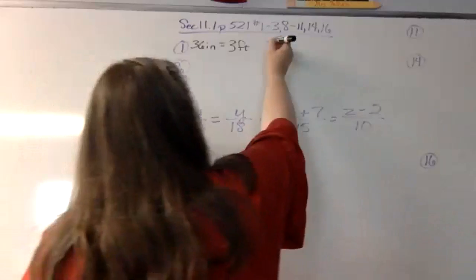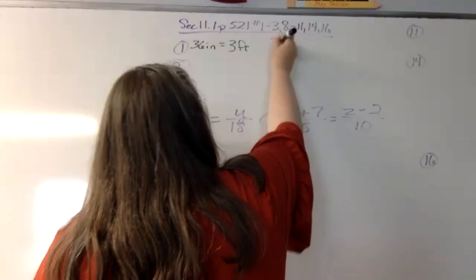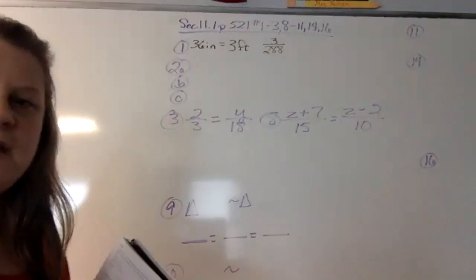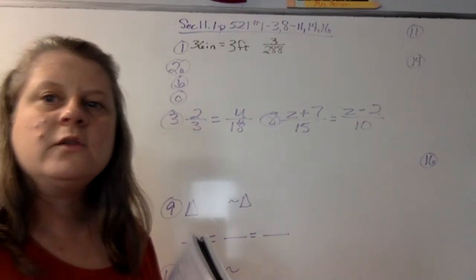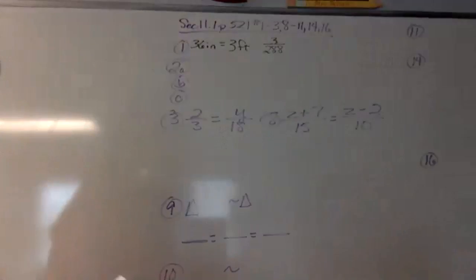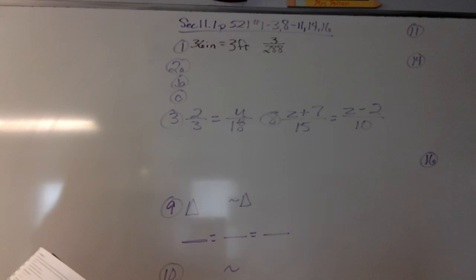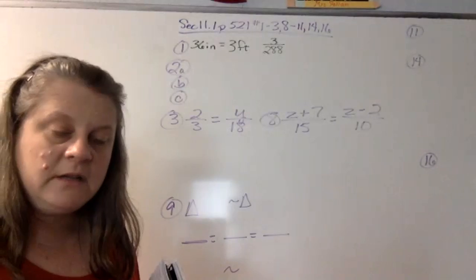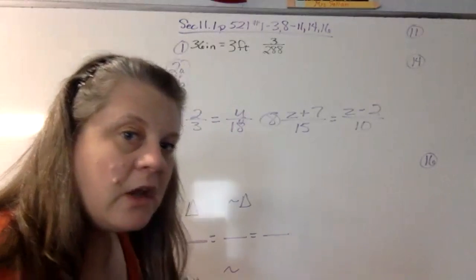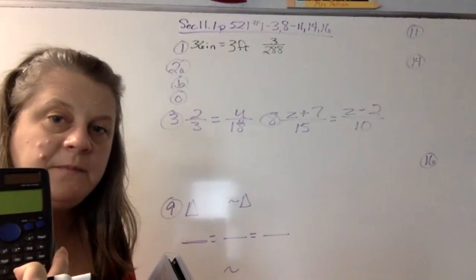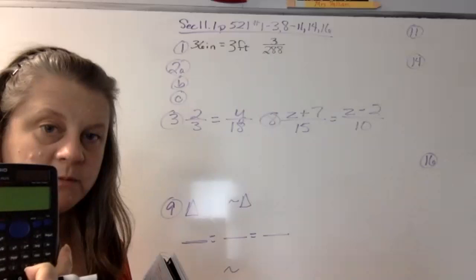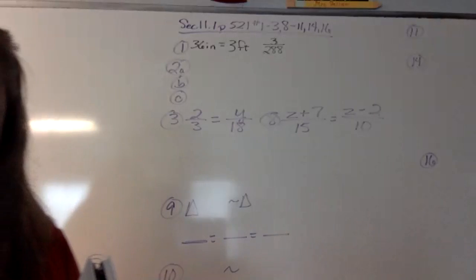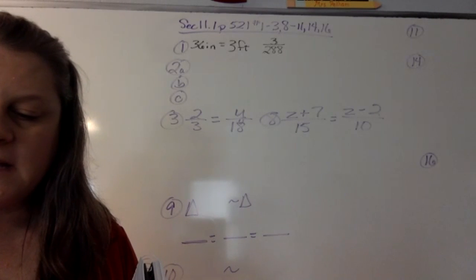So my ratio will be 3 feet over the 288 feet. Okay, 3 feet over 288 feet. Now, you always, always, always have to see if you can reduce your fraction. If you're not good with that, you can always type it in on the calculator and it will reduce it for you, or you can divide it and it'll reduce it. However you want to type it in.